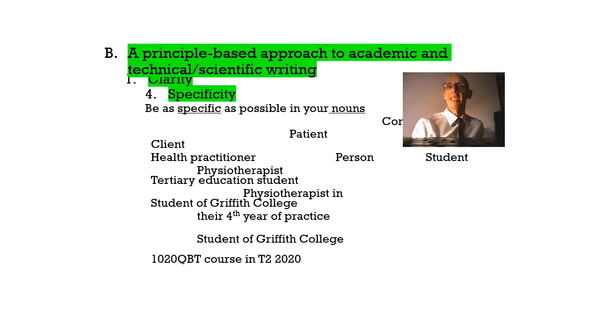So there we have it. So let's be more specific. Student. Well, student. Who do we really mean? A tertiary education student. That's more specific. So someone who's either in TAFE or uni or something like that. But what country? All right, how about student of Griffith College? Is this getting more specific? Yes, it is.